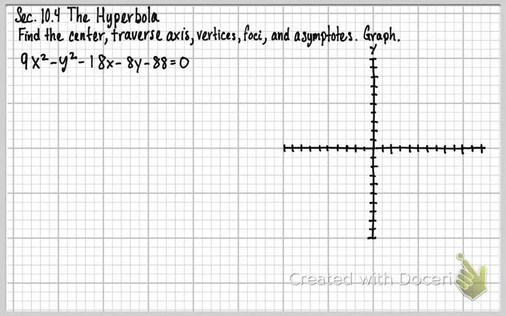So here we have to find the center, the transverse axis, the vertices, the foci, and the asymptotes. And then we need to graph this thing. So here's the equation here. So the first thing I'm thinking of is trying to get it in a better form.